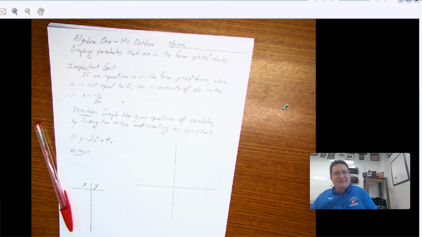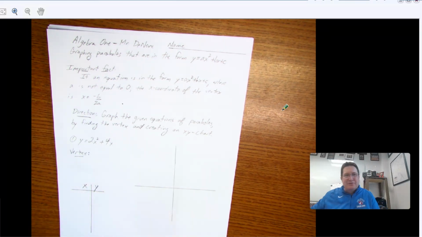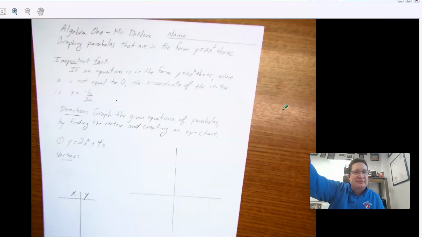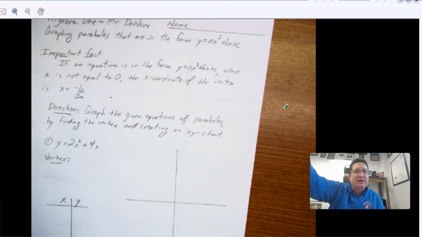All right. Good afternoon and welcome to room 261. This is Mr. DeNeve. We have a lesson today on graphing parabolas. We've been graphing some parabolas, but today we're going to graph some in a little different form. Today, they're in the form y equals ax squared plus bx plus c.